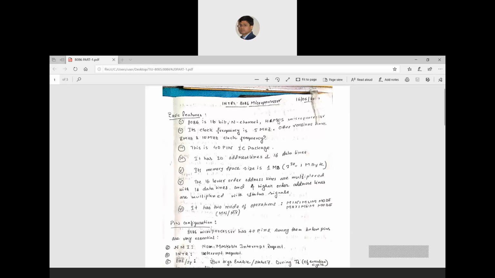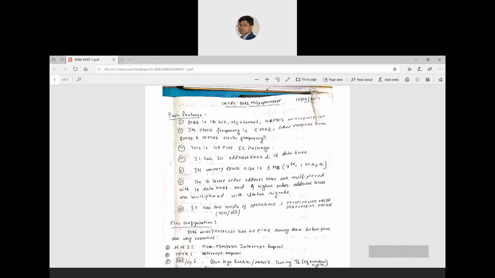MOS is a kind of transistor. So it is a high speed MOS transistor, which is N channel, N type. You just need to know that it is made of a transistor in the HMOS category, N channel. This is the transistor that is used to fabricate, to prepare the 8086 chip. Okay, this is the first point.